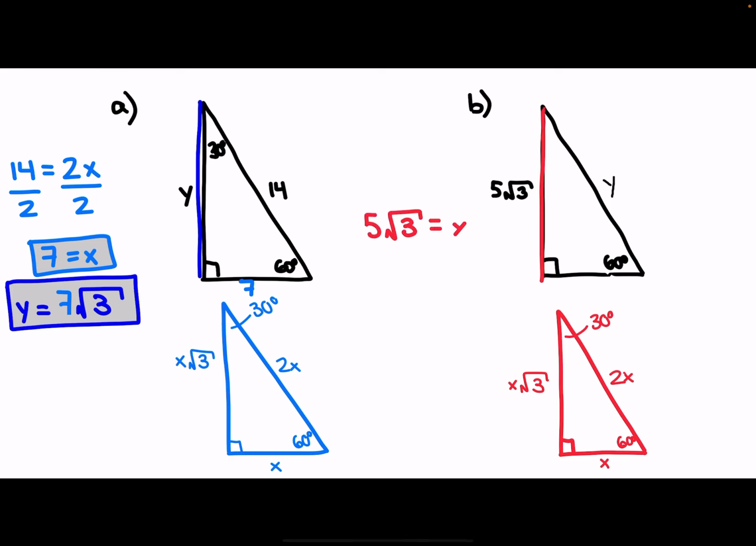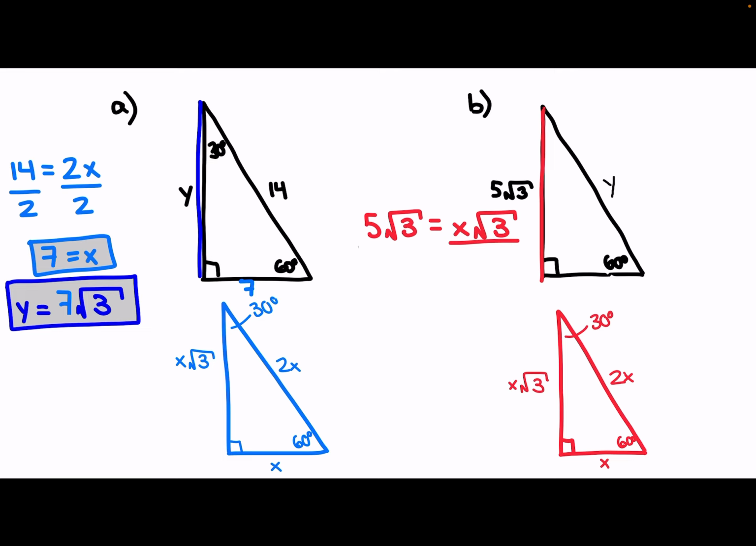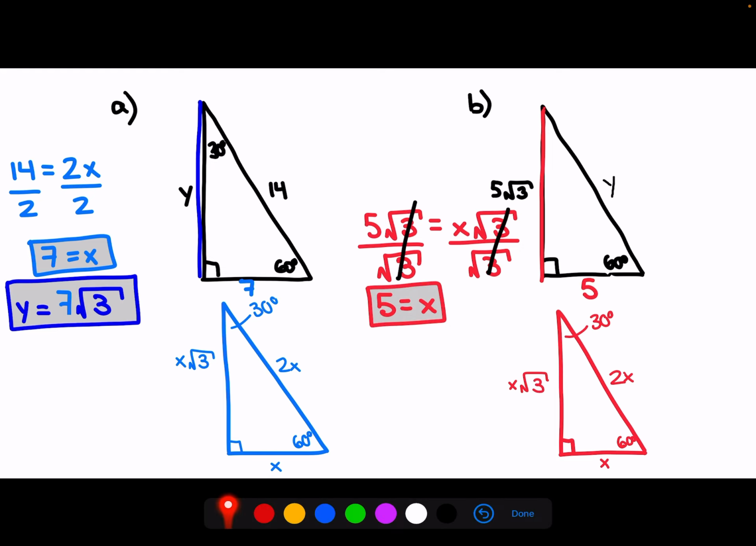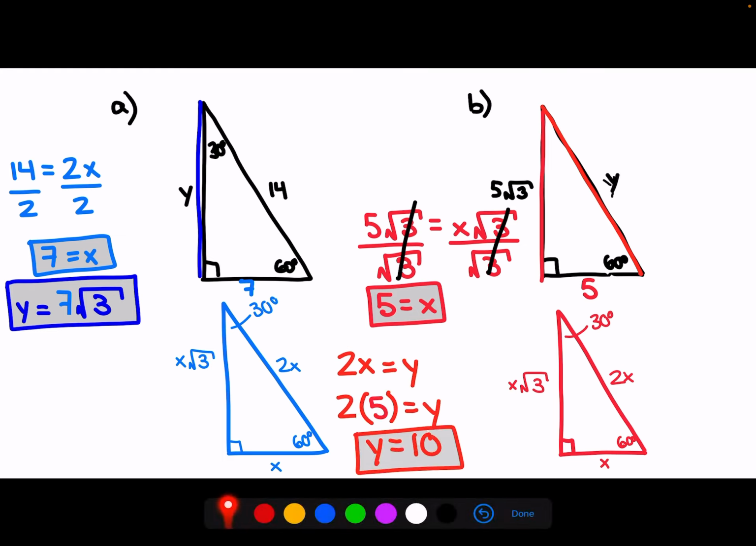If I want to solve for x, then I just need to get rid of this radical 3. So I divide both sides by rad 3. And the rad 3's cancel, leaving us with x equals 5. Lastly, if I want to solve for y, well, y is equal to 2x, and x is equal to 5. If that's the case, then y is equal to 2 times 5, so therefore it's equal to positive 10.